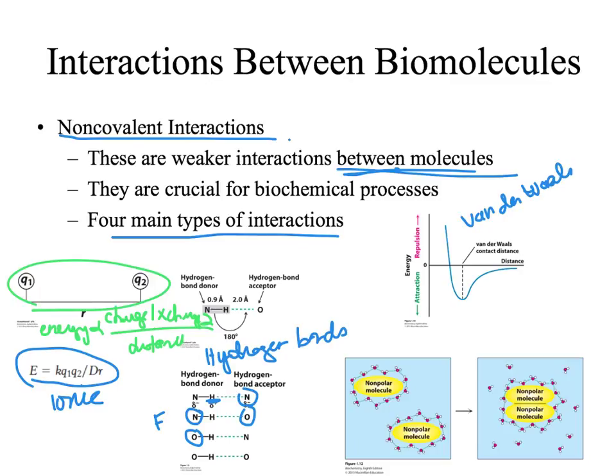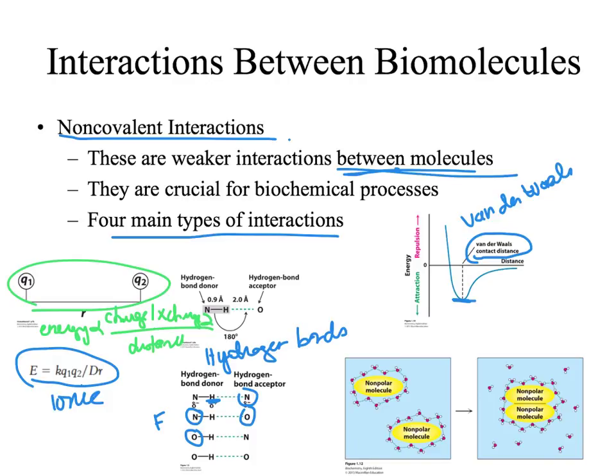So the strength of these types of interactions will depend on relative size and distance between the substances. So the greater the area of contact between two molecules, the stronger the interaction that's going to occur. So there's some optimum van der Waals distance, which is going to give us the best attraction between the substances.